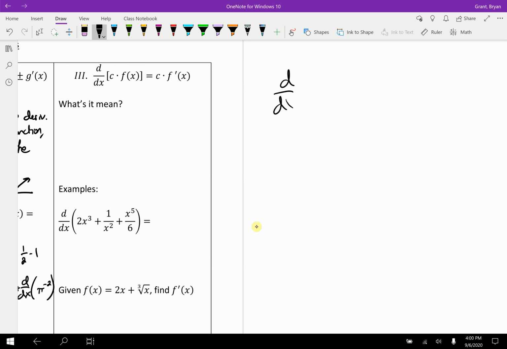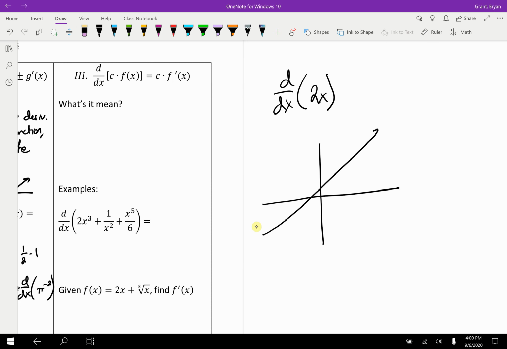Imagine you were to take the derivative of the graph, or the function, 2x. Again, visualize the graph. 2x goes right through 0, 0, something like this, and it has a slope of up 2 over 1, right?